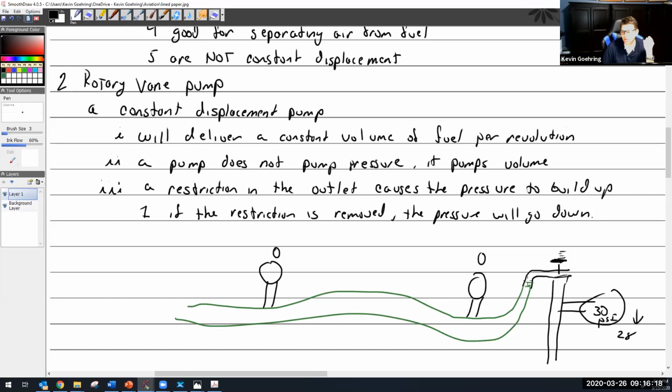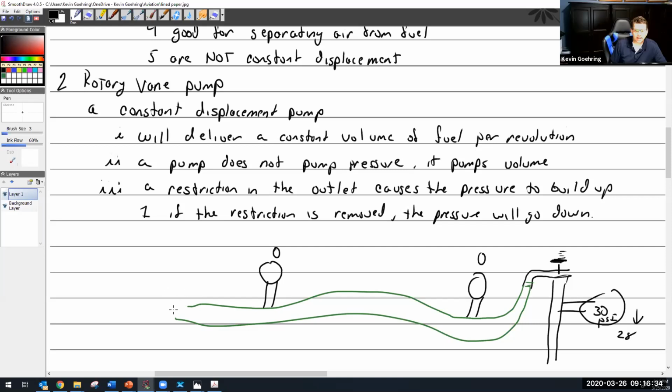Because I've lost the restriction that was here, but I still have some restriction. It's not that big of a thing, so it goes down some. I don't know, depending on where it, maybe even less. But what is my pressure going to be in my hose? Less than 30 as well. It's a whole lot less.